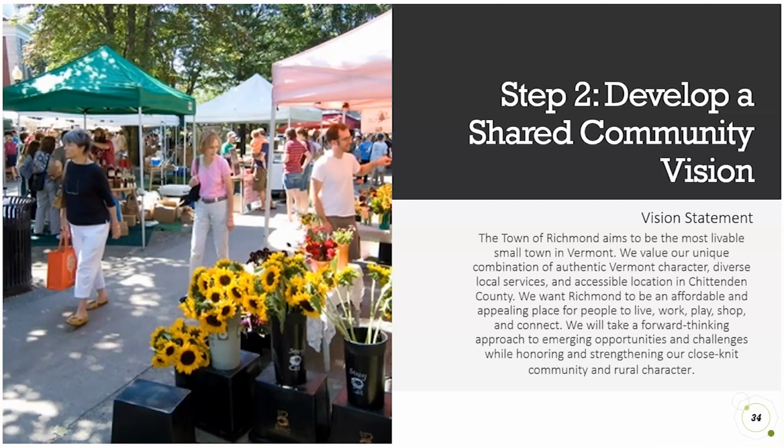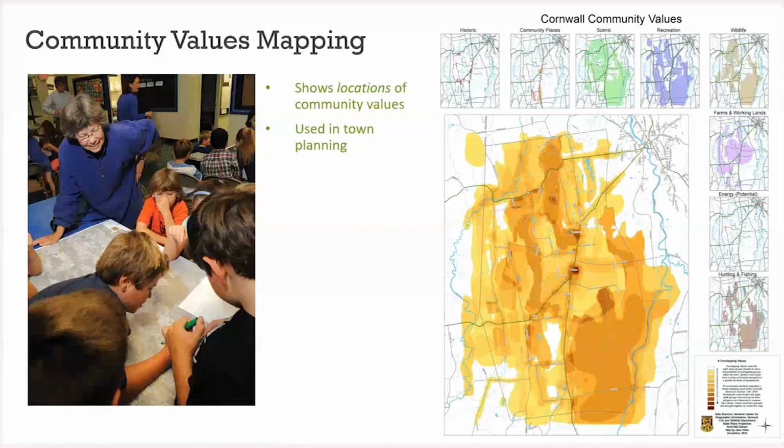But I put Richmond's vision statement up on the screen just to give you a sense of what that could look like. And the types of attributes it calls out: authentic Vermont character is in here, rural character is in here, close-knit community is in here. So there are a variety of phrases that Richmond is using to try and capture what its vision for the future is. Another way of getting at this community vision is a tool called community value mapping.